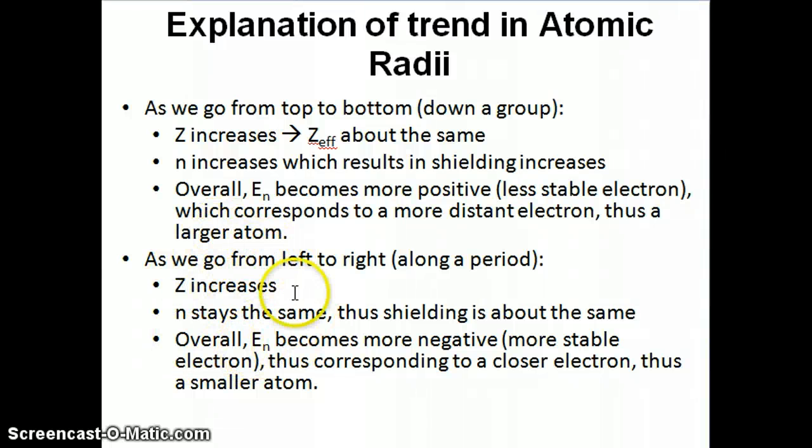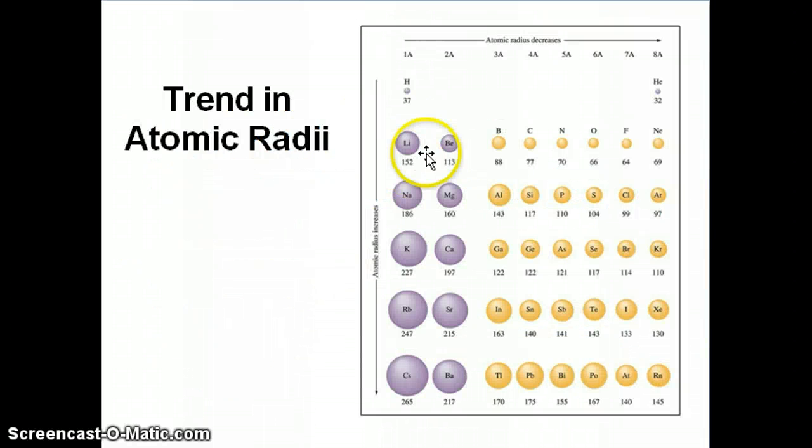Similarly, when we go left to right, same two factors, Z increases and n stays the same, but overall the binding energy becomes more negative. And if it's more negative, that means that the electron is more stable. Well, think about what the meaning of that word is, electron more stable. The electron becomes more stable because of its attraction to the nucleus. So if the electron becomes more stable, it must be closer to the nucleus. If it's closer to the nucleus, it must mean that this is a smaller atom. So that explains why we see smaller going left to right and bigger as we go top to bottom.